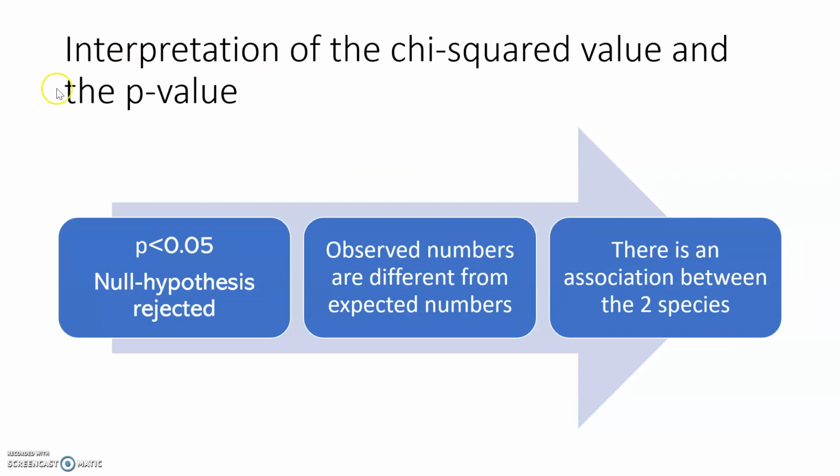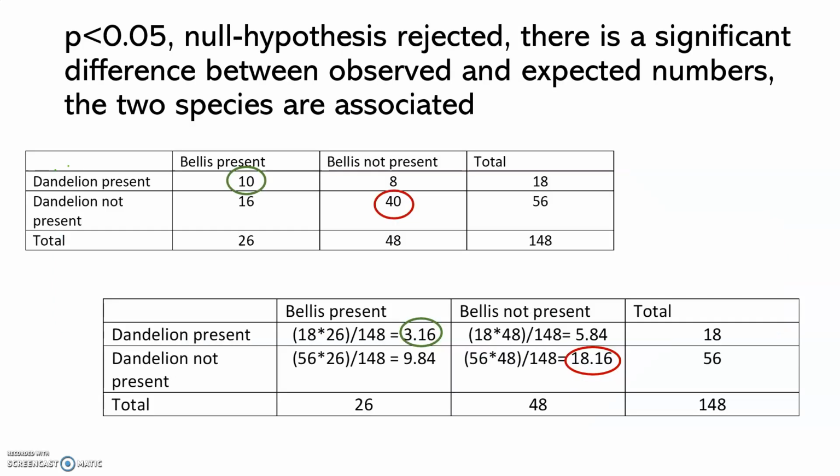So if, on the other hand, we get a p-value that is smaller than 0.05, then we reject the null hypothesis. That means that the observed numbers are different from the expected numbers, which means that there is an association between the two species. And this is another example from one of your reports.